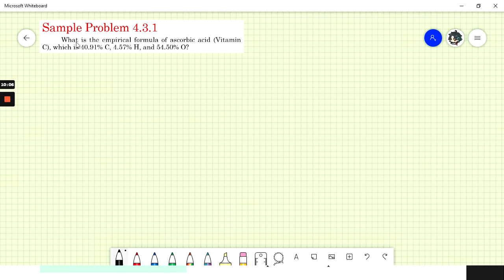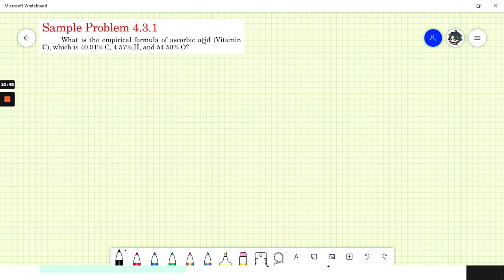Again, what we're going to do here is find the empirical formula. So what is the empirical formula of ascorbic acid, commonly known as vitamin C? And they gave us the percent composition of each individual element of ascorbic acid. So ascorbic acid has carbon, hydrogen, and oxygen. And it has 40.91% carbon, 4.57% hydrogen, and 54.50% oxygen.